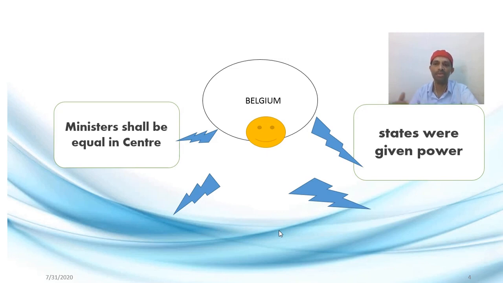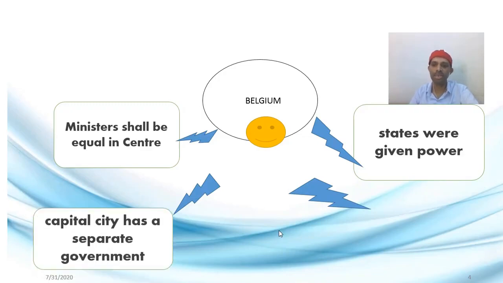Like in India, we have state government. In states also there is a post for prime minister, cabinets, who take care of various issues at the state level. And the third important step that was taken by the Belgian people is that the capital city has a separate government. It is totally separate. There is a central government, as I said, state governments, and there is a separate government of the central city, Brussels, where we have equal respect for the Dutch and French.